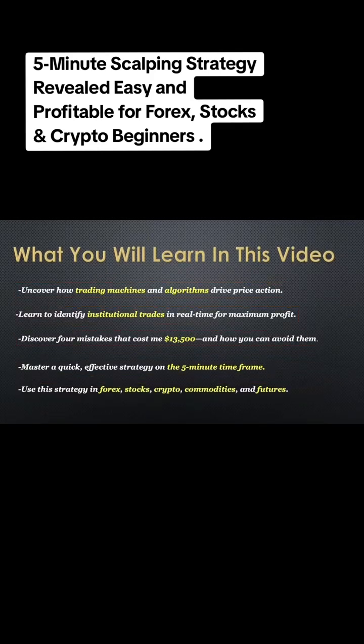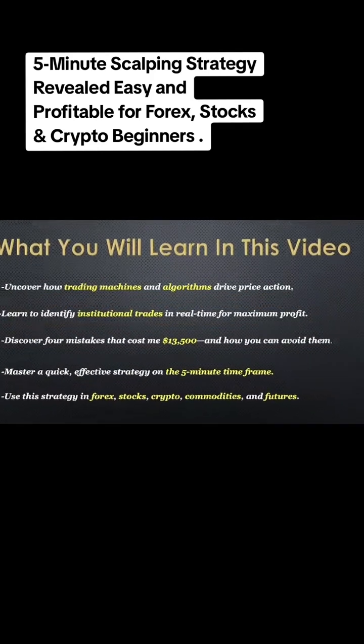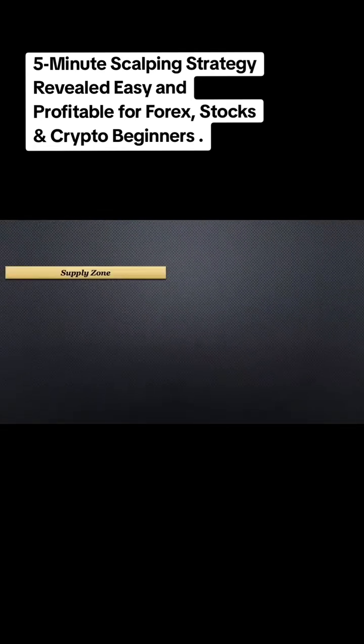Alright, let's dive into the foundation of this strategy, supply and demand zones. A supply zone is a price area where selling pressure is strong enough to stop the price from going higher. This zone often appears after a rally or uptrend when big players like institutions or banks start selling to take profits. As a result, the market reacts by dropping from this level.